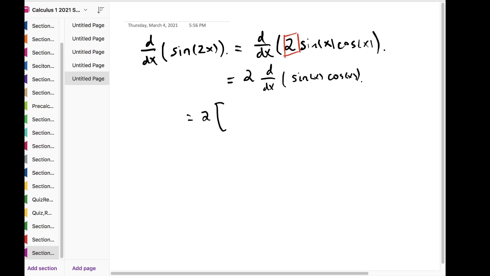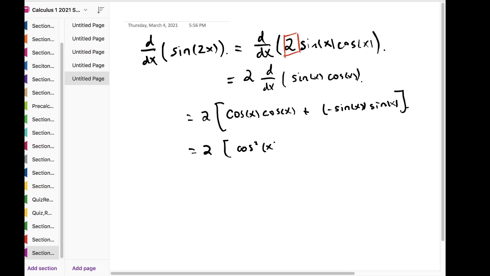So 2 times, the derivative of sine is cosine, times cosine, plus the derivative of cosine is negative sine, times sine. So we get 2 times cosine squared minus sine squared. What is cosine squared minus sine squared?